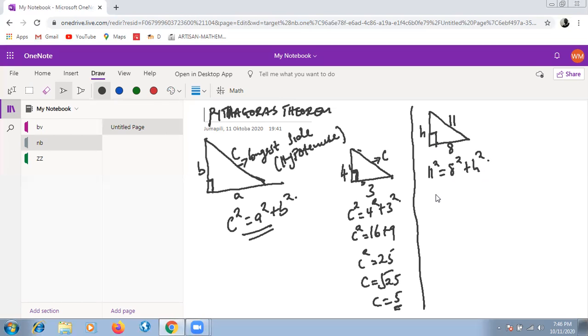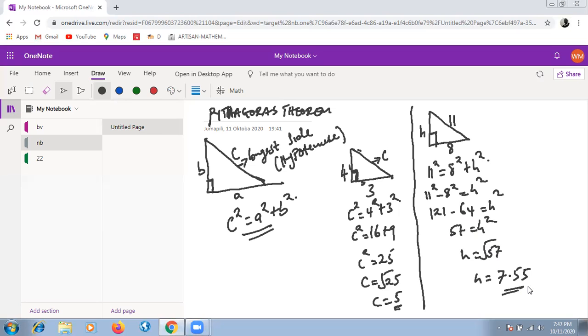And therefore, we can say that 11 squared minus 8 squared is equal to h squared. So you realize that 11 squared is 121, minus 64, is equal to h squared. You will find that 121 minus 64 is 57, which is equal to h squared. Therefore, h will be equal to the square root of 57, and h here will be 7.55. With the Pythagoras theorem, it is not a must that each and every time we shall be computing the hypotenuse. You can be given the hypotenuse and one of the shorter sides, so you can apply the Pythagoras theorem to get the other side that is not given.